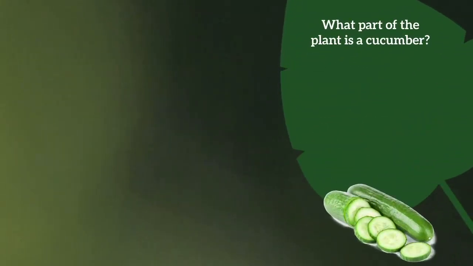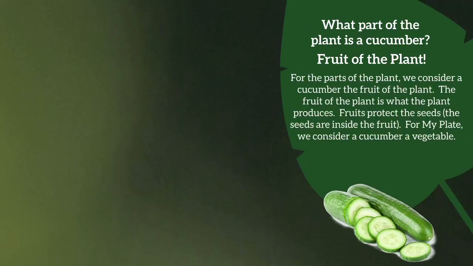Next up, we have the cucumber. This one might be a little tricky. It is the fruit of the plant, even though a cucumber is a vegetable. For the parts of the plant, we consider cucumber a fruit of the plant. The fruit of the plant is what the plant produces.